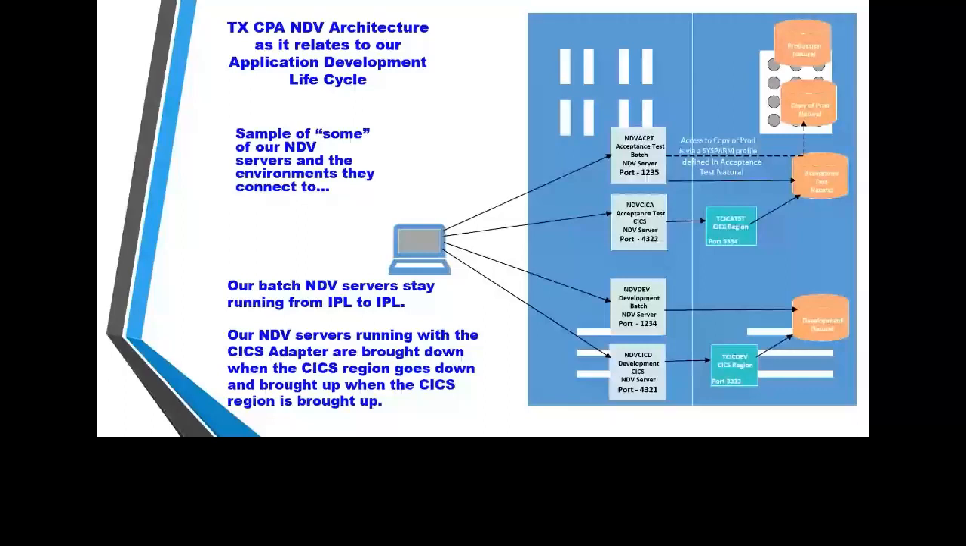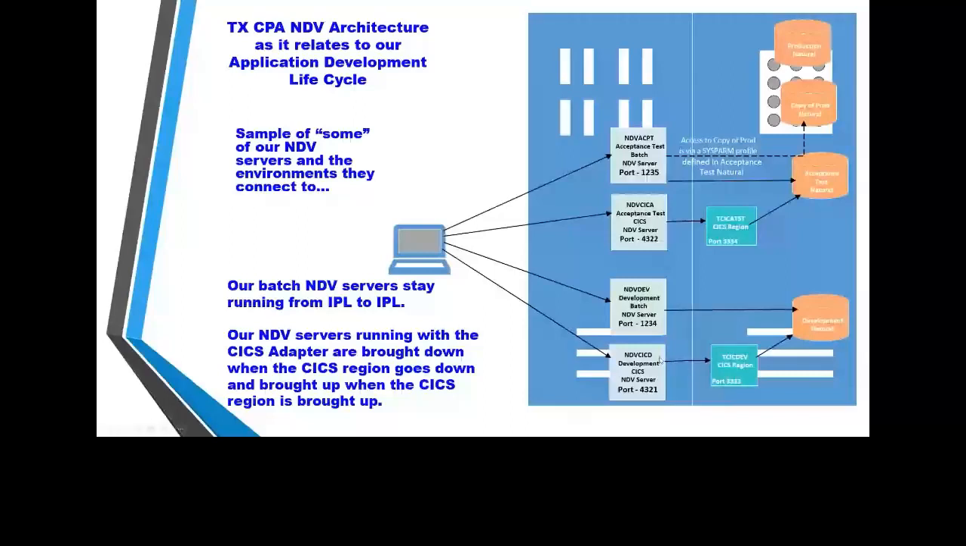This is a sample configuration of how we have Ndv servers configured at the Texas Controller's office. It's only some of our servers, but you'll get the point. We have a development environment on the mainframe that has a batch Ndv server defined and a CICS Ndv server defined. And as you can see, for the batch server, the NaturalONE client will pass a command to the batch server, and that natural command will be processed in this natural batch environment, and it will perform the code edits on the system file that is your development environment.